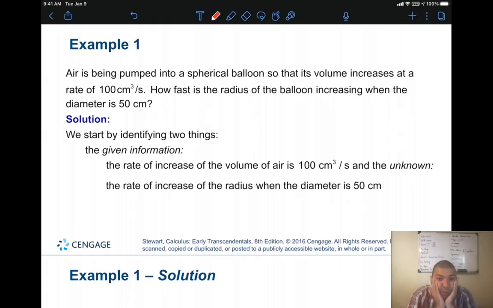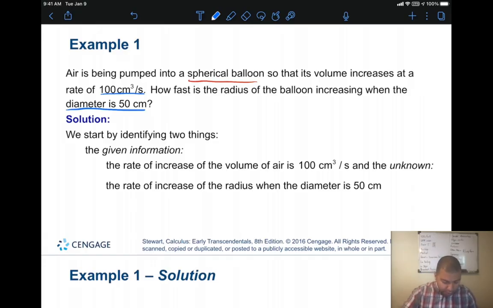Air is being pumped into the balloon, so it's a spherical balloon, right? They told us that it was spherical this time around. The volume increases at a rate of 100 cubic centimeters per second. So that's the amount of air going in, which is how the volume grows, right? It's the amount of air. How fast is the radius of the balloon increasing? There's pressure issues, but don't worry about that. But how fast is the radius of the balloon increasing when the diameter is 50? How fast is it increasing when the diameter is 50?